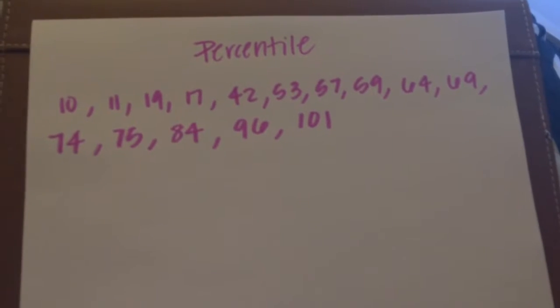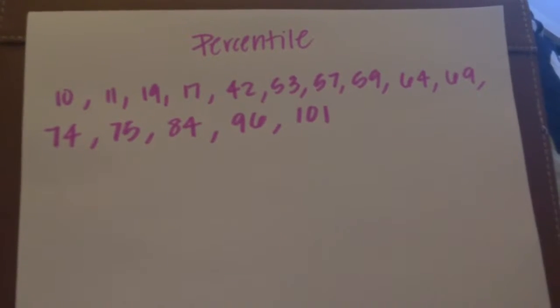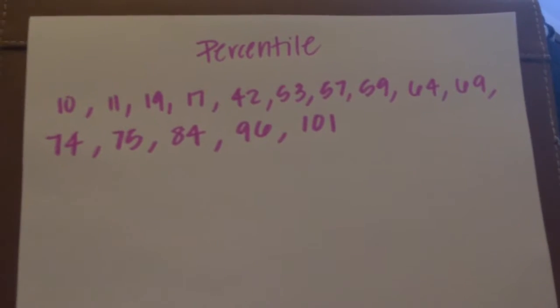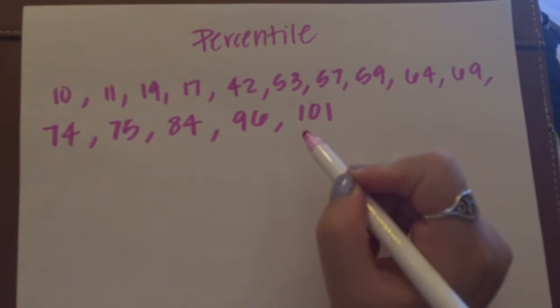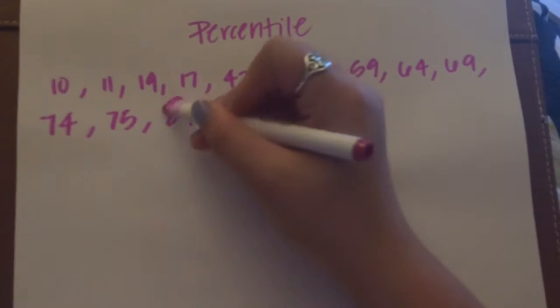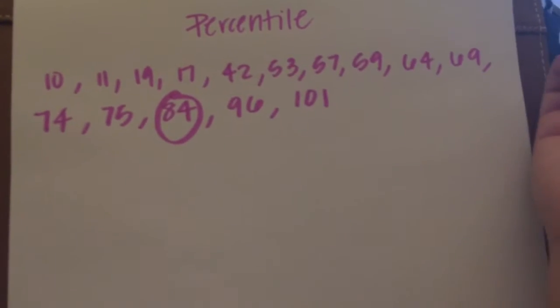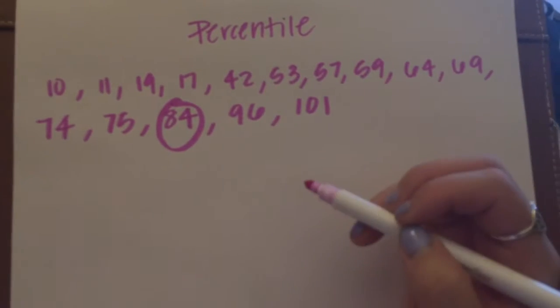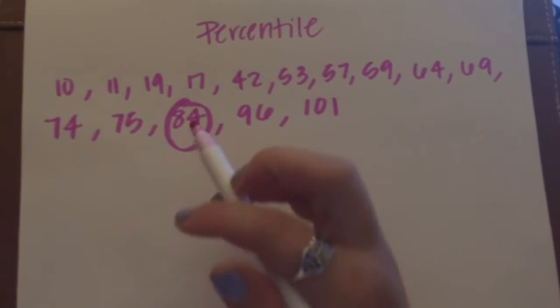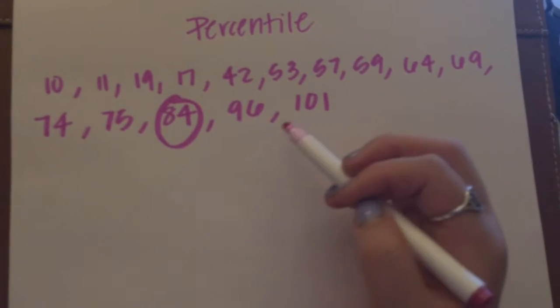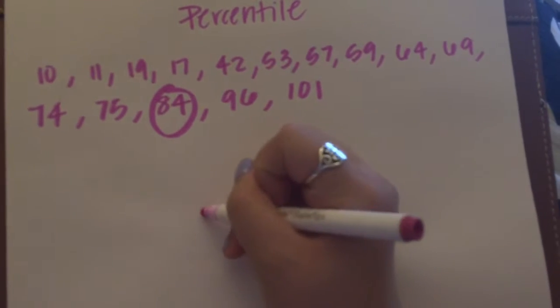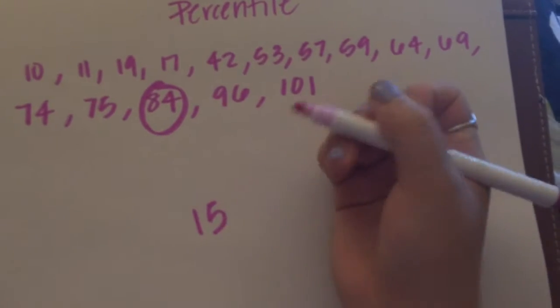So the easiest way to describe a percentile is trying to find the location of a certain number in a data set. So here we have 15 numbers, and say we're trying to find the location of 84 within those numbers. Now for percentile, it's really easy. All you have to do is count how many numbers you have in total, so that's 15.